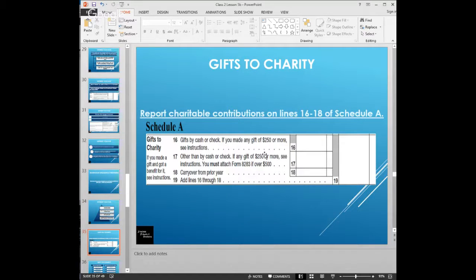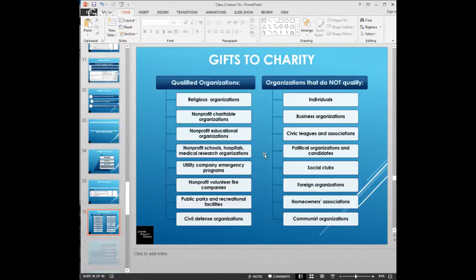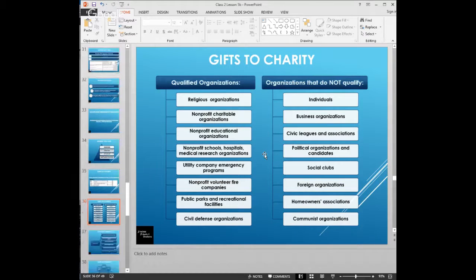Gifts to charity. You report charitable contributions here in the Gifts to Charity section of your Schedule A. Qualified organizations would include religious organizations, nonprofit organizations. These are things that have typically filed with the municipality or the state, indicating the nature of their nonprofit, and they do file formal reports.